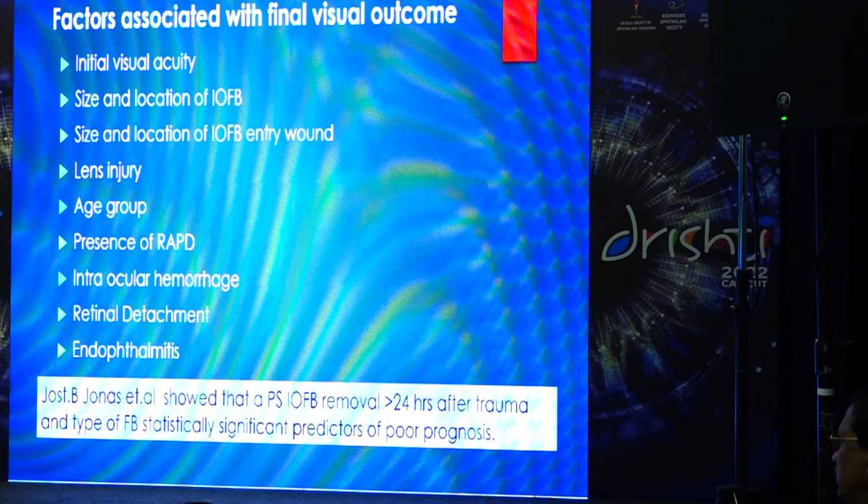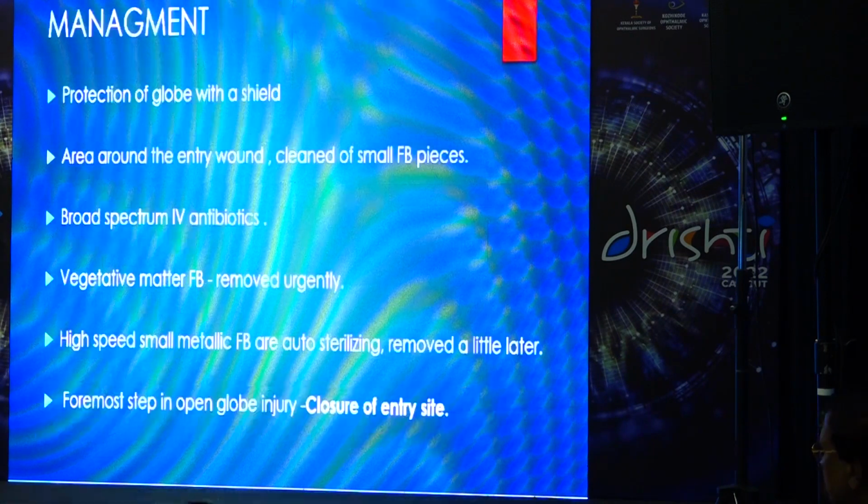Younger the age group, worse the prognosis. Presence of RAPD, presence of intraocular hemorrhages like hyphema or vitreous hemorrhage, retinal detachment, endophthalmitis are all indicators of poor prognosis. And certain studies have shown that posterior chamber intraocular foreign body, if not removed before 24 hours, can significantly affect as a poor prognostic factor.